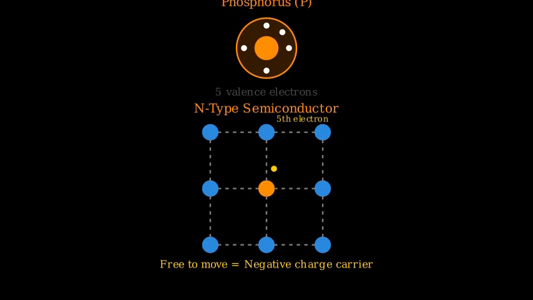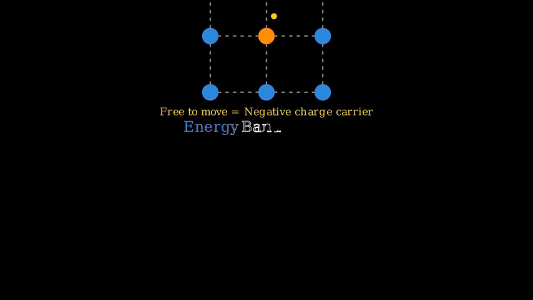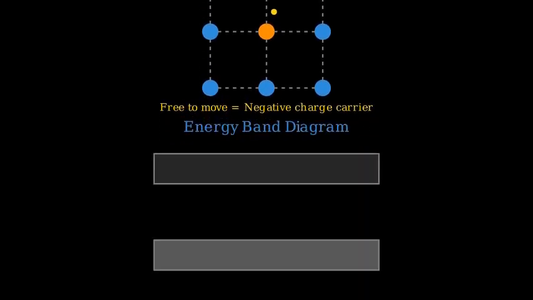Let's understand N-type semiconductors from an energy band perspective. In semiconductor physics, we often use energy band diagrams to represent allowed energy states for electrons. The upper band is called the conduction band, where electrons are free to move around. The lower band is the valence band, where electrons are bound to atoms. The gap between these bands is called the band gap. Electrons need enough energy to jump across this gap.